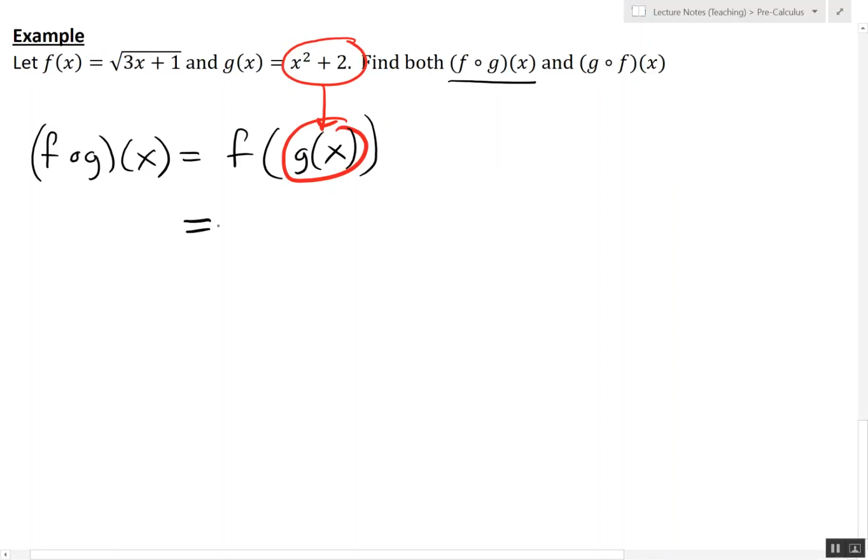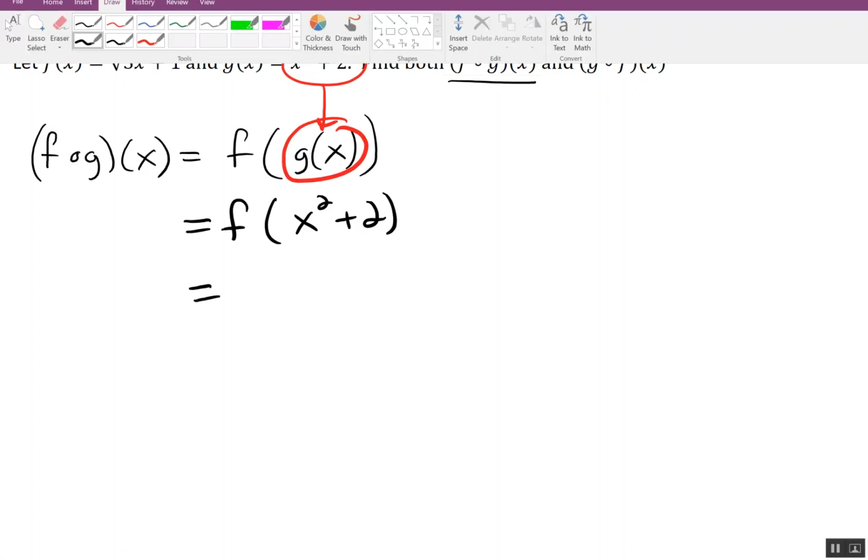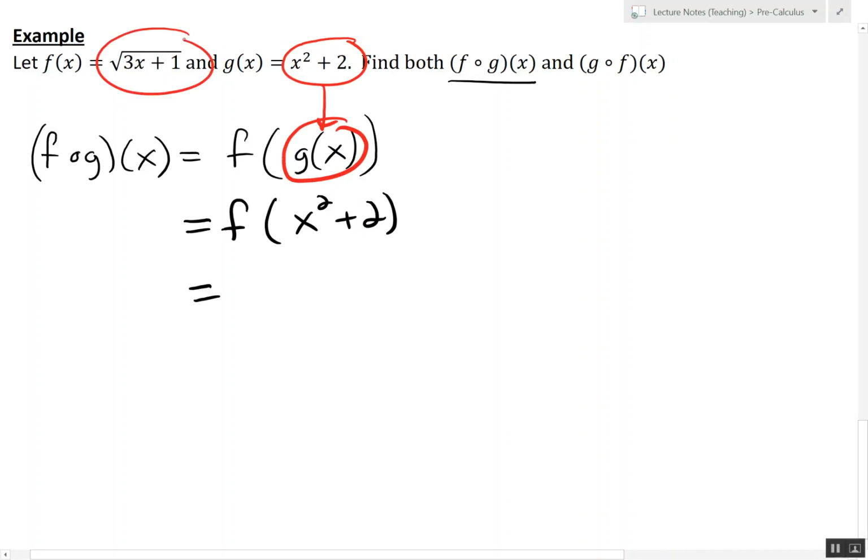So this is going to equal f evaluated at x squared plus 2. And then this is just like our very first example. We go to f and write what f is. So f is this expression here. So we're going to write it in here.